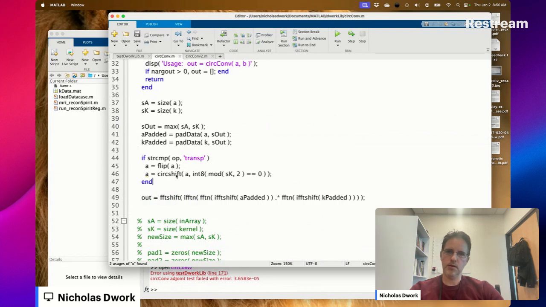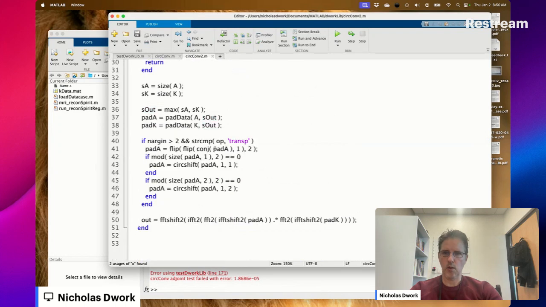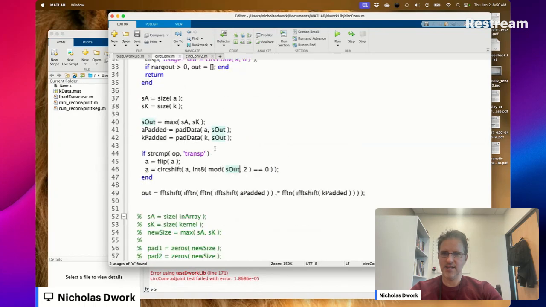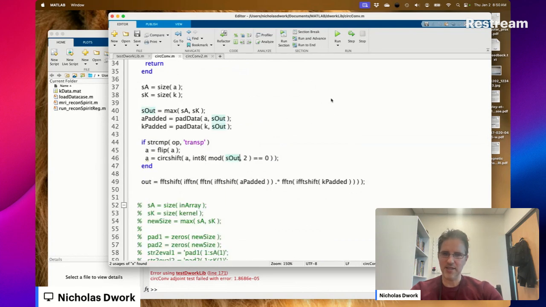You want to flip after padding. That didn't fix it. Can I arrange this? Okay, these lines now sort of line up. I want to call this pad A, pad K.